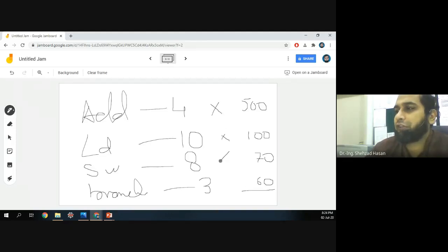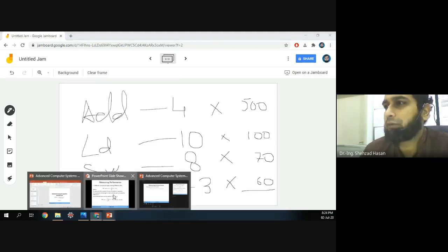If I need to find out the total cycles my program is taking, I know that my program has 500 add instructions, and each add instruction takes 4 cycles. So I'm just going to multiply 500 by 4, 100 by 10, 70 by 8, and 60 by 3, and get the sum of all of them. Is this clear? That's the same thing that's happening over here.